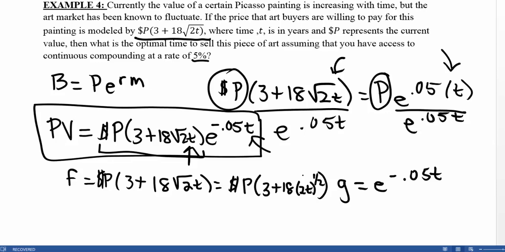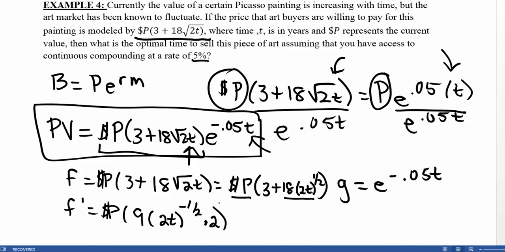Now we can go ahead and find each of their respective derivatives. So for f, we have to use the chain rule. The p is a constant, so that'll multiply our derivative. Here, the derivative of 3 is 0. And then for our second term, the 1/2 will come down to multiply the 18, giving you 9, 2t to the negative 1/2. But then we have to multiply by the derivative of the inside, which is 2.